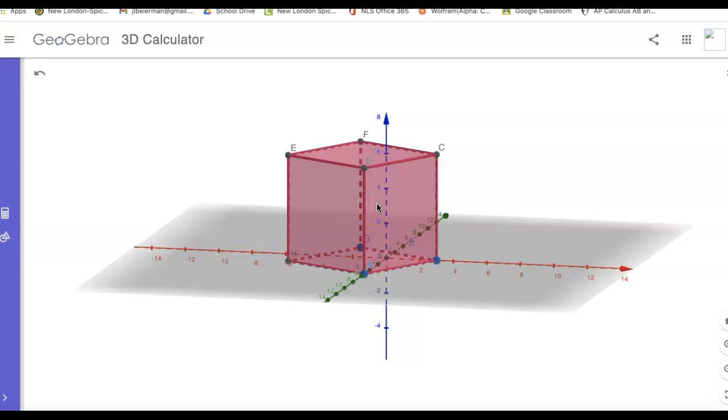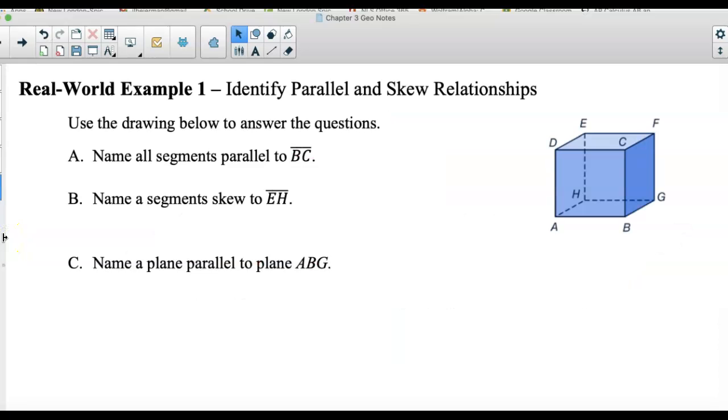If I want to name all of those segments, we could say we have BC, so the other ones would be GF. Remember, using notation, we would also have HE and DA. Okay, so those are all parallel to BC.